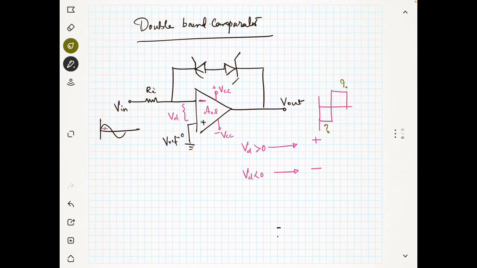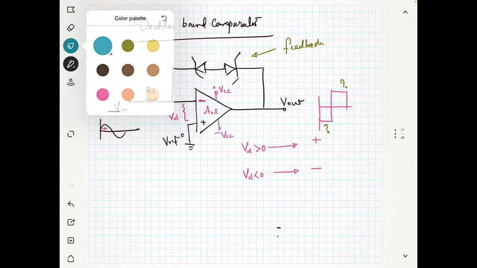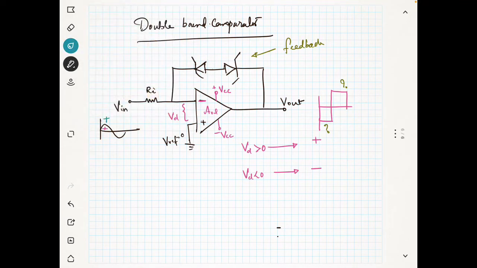If there is no feedback path or Zener diode, you may get the output voltage as plus VCC or minus VCC. But here there is a feedback. You can see there is a feedback here, so you will not get VCC or minus VCC. So what will happen if the output is maximum? Let us assume that the input is positive, that means this particular half cycle.